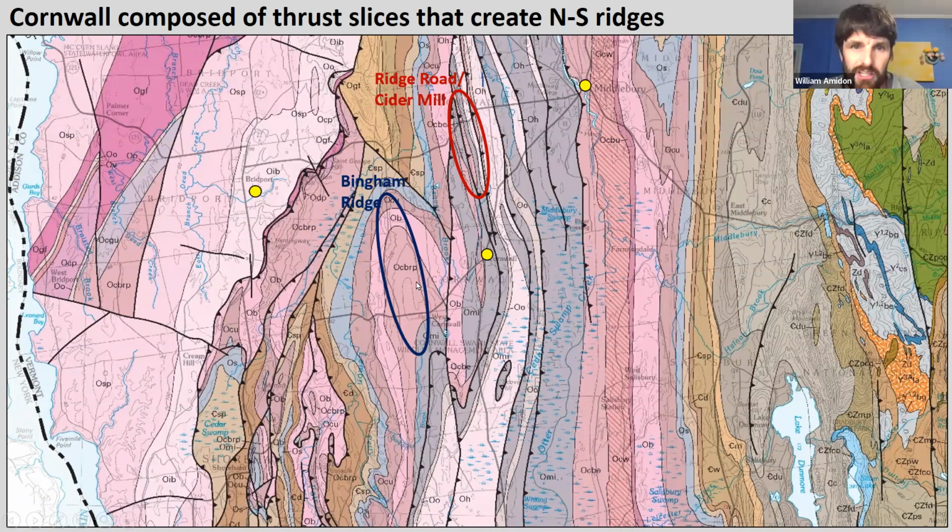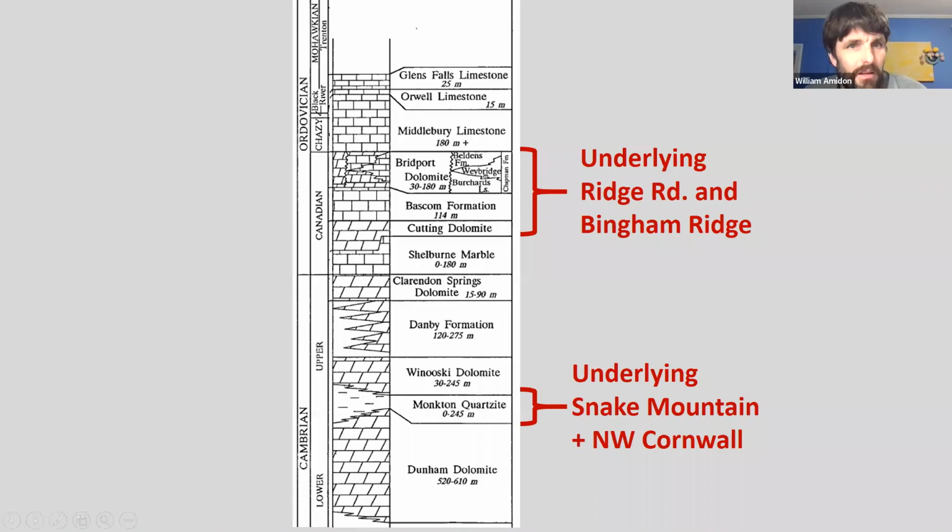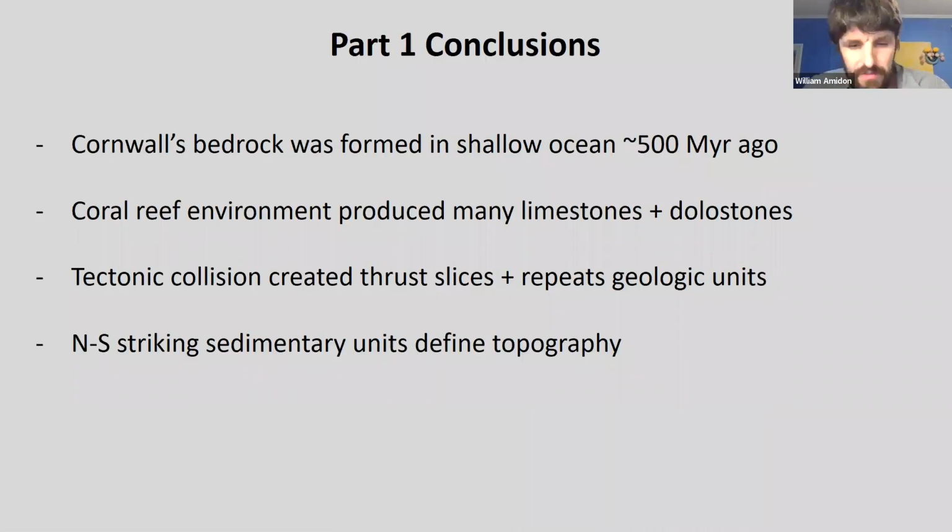So I think that's it for the geologic map. To wrap up this first section on what I would call ancient geology, Cornwall's bedrock was formed in a shallow ocean about 500 million years ago. So a long, long time.